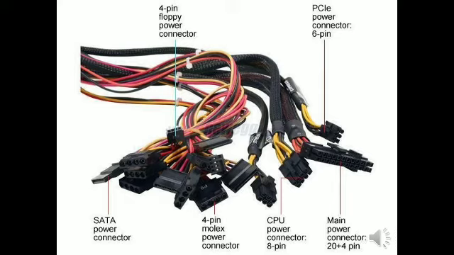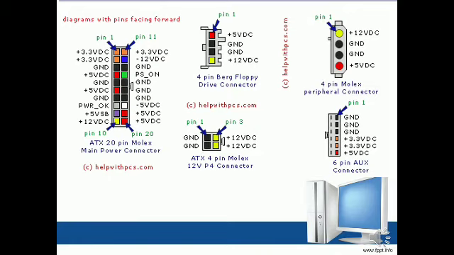Four-pin floppy power connector. PCIe power connector 6-pin. Main power connector 20 plus 4-pin. CPU power connector 8-pin. 4-pin MOLEX power connector. And SATA power connector. Diagrams with pins facing forward: ATX 20-pin main power connector, 4-pin floppy drive connector, ATX 4-pin 12V P4 connector, 4-pin MOLEX peripheral connector, and 6-pin AUX connector.